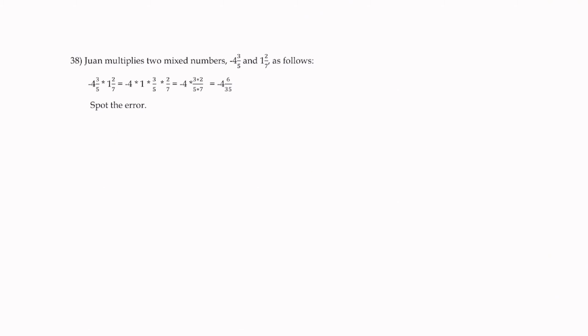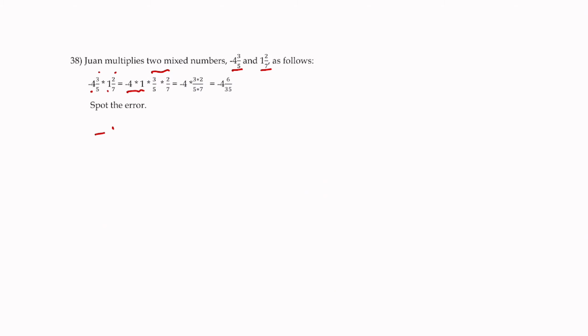Question 38. Joanne multiplies two mixed numbers and the numbers are here as follows. Spot the error. Okay, so what Joanne has done? He takes this 4 and this one and multiplies. Then he takes this fraction and then multiplies. You can't be doing that way. When you have mixed numbers, the first thing you need to do is convert them into improper fractions.